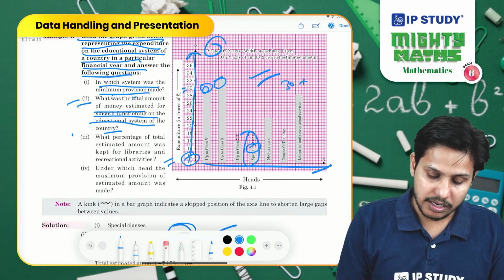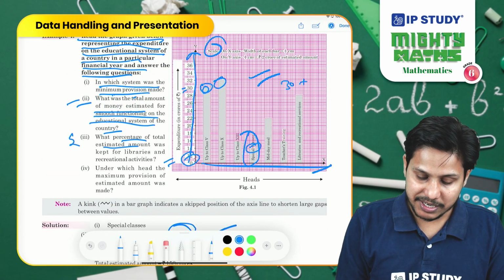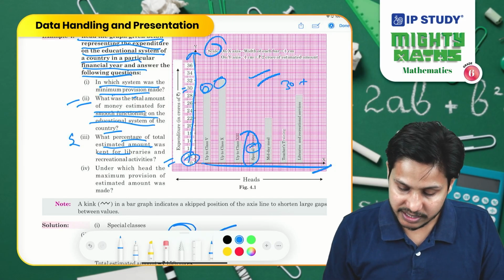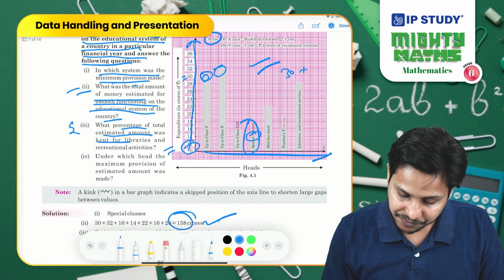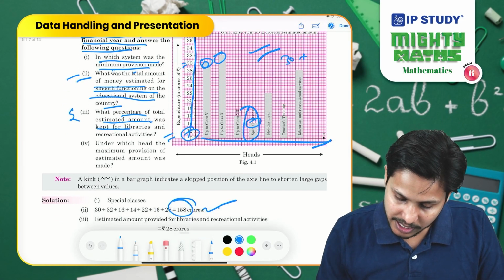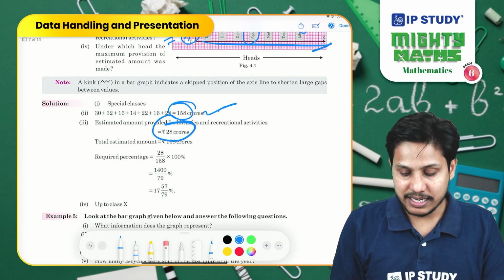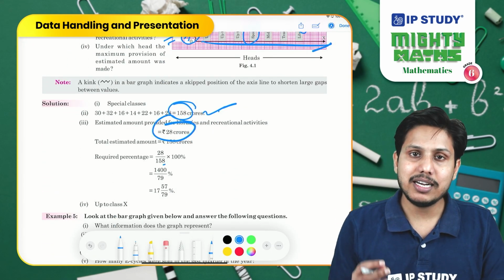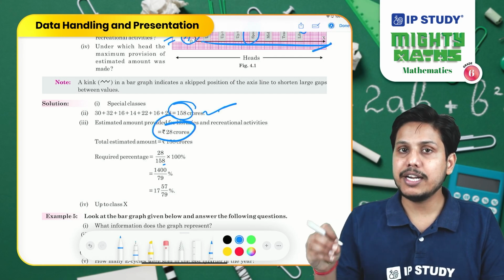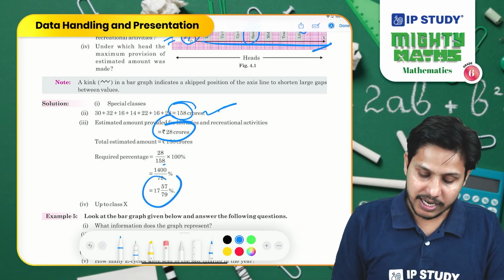Now the next is, what percentage of the total estimated amount was kept for the library? So where is the library? We can see the library is here and it is around 28 crores. To find the percentage, we can use the formula of percent, that is the quantity over the total quantity times 100, and you will get this answer.